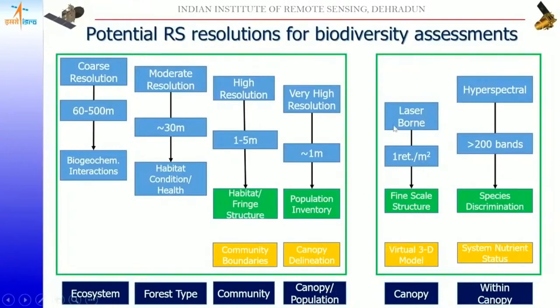And in the other data category, the laser-borne or hyperspectral data are very useful in deriving the 3D model of the forest, and also the foliar characteristics. For example, if you have hyperspectral data with more than 200 bands and very narrow bandwidth, then we can derive the various nutrient status of the forest canopy. So this is an example of the usefulness of different remote sensing resolutions for assessing various biodiversity parameters at different levels, from the canopy to the ecosystem.